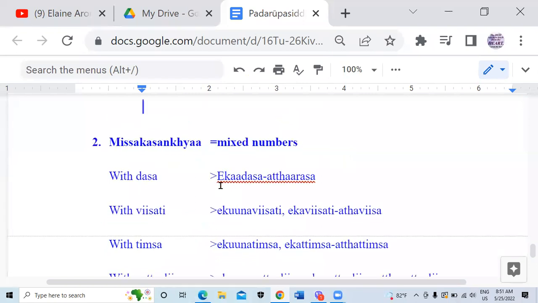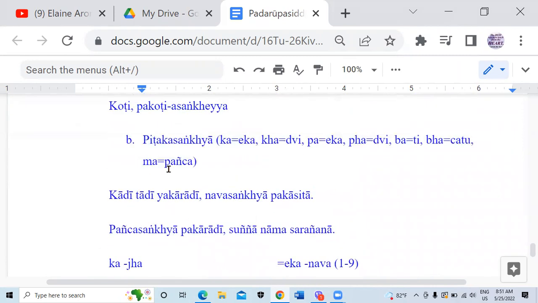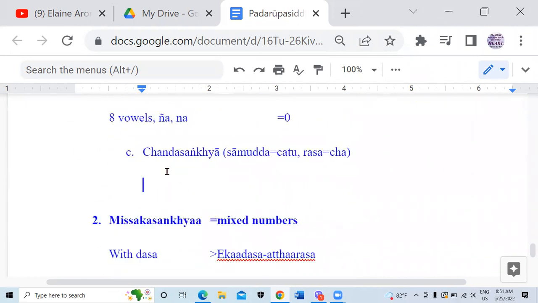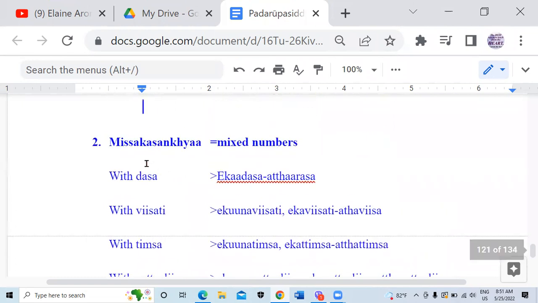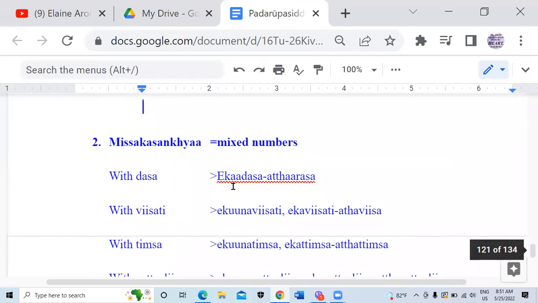Okay. So let's go to Mishka Sankhya. Mishka Sankhya and Adha Sankhya are based on Sankhya Sankhya. That's why I begin with Sankhya Sankhya. Based on Sankhya Sankhya, other types of number, like Mishka Sankhya, then Gunita Sankhya, then Sampada Sankhya, and Mega Sankhya are built. So yeah, Mishka Sankhya, mixed number.